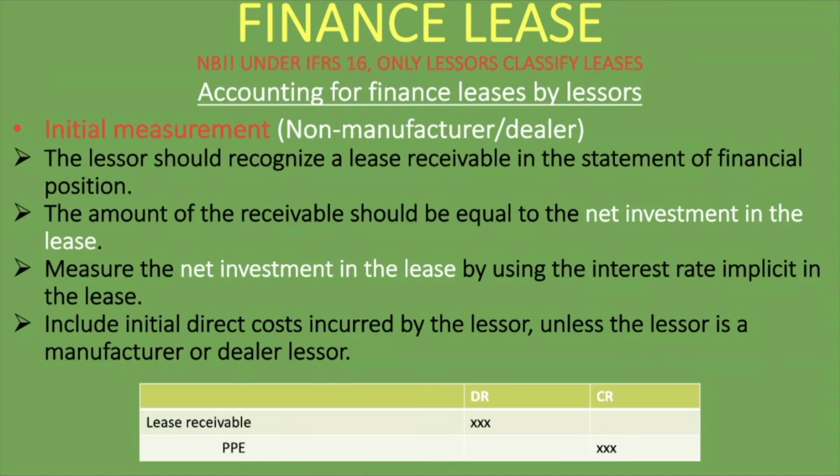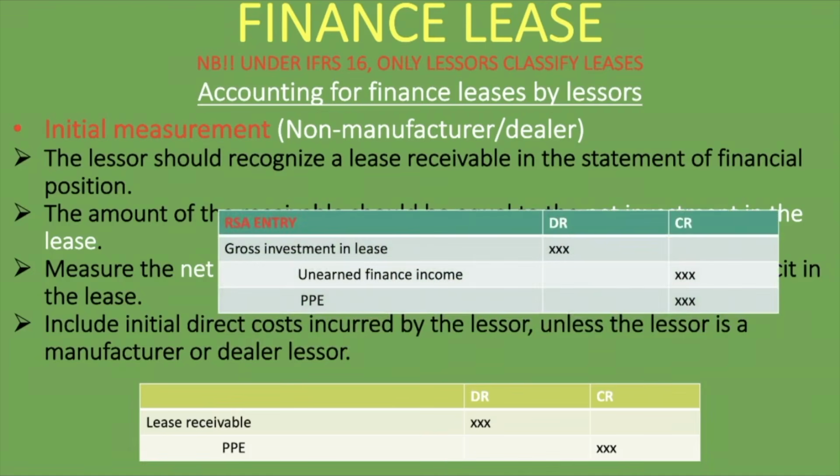But here's something interesting. If you're in South Africa and you are doing the journal entries for a lessor, you'll find that we record it slightly differently. So here's how it looks. You debit gross investment in the lease, and you credit unearned finance income, and you also credit the assets, PPE. You'll note here that the gross investment in the lease, which is a debit, and the unearned finance income, if you net the two, so the gross investment in the lease minus unearned finance income will give you the net investment in the lease, which is the exact same amount as the lease receivable.